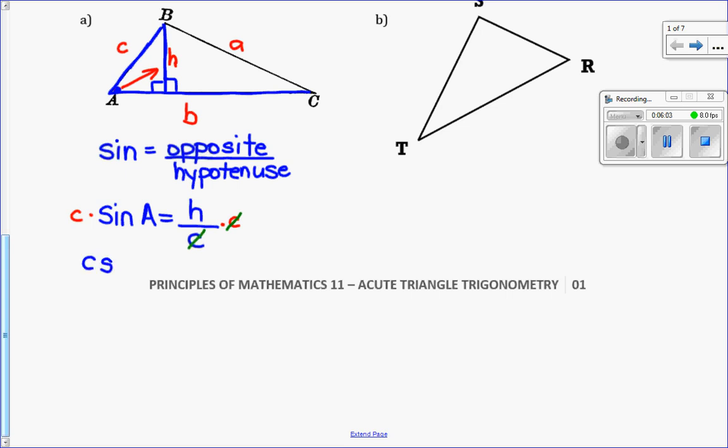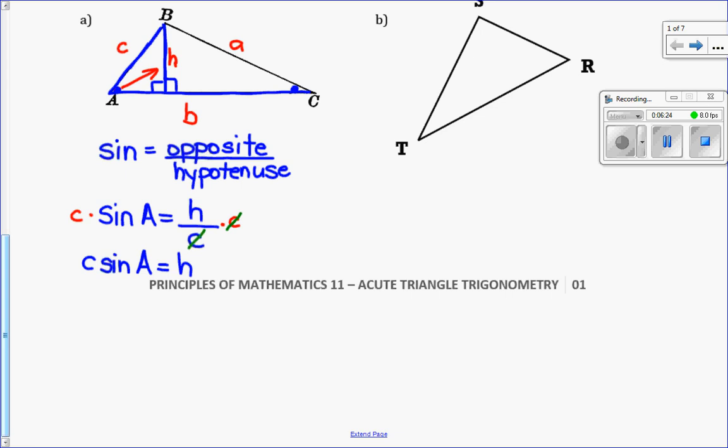C times sine A equals H. Okay, everybody see where we got that from? We just multiplied both sides by C, and that's what we ended up with. Now let's see if we can use the sine ratio and go from angle C this time.